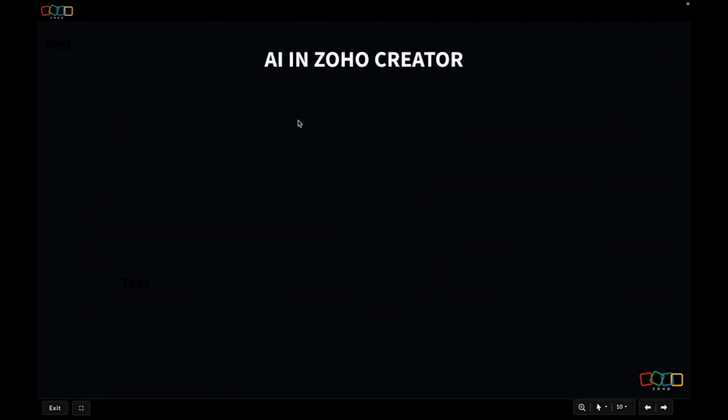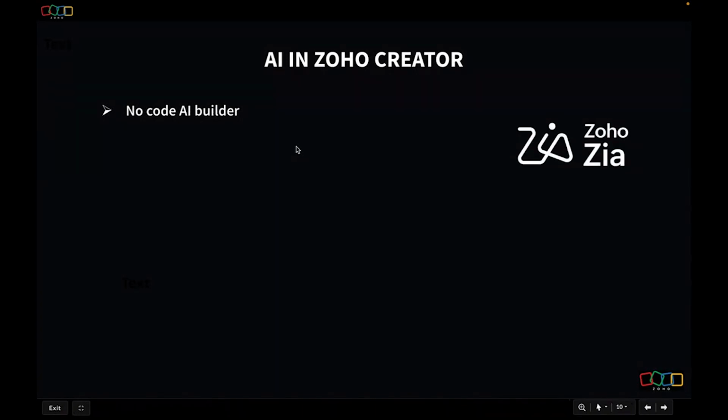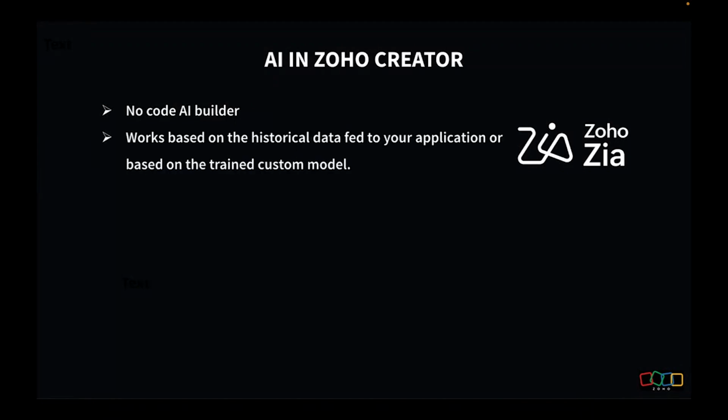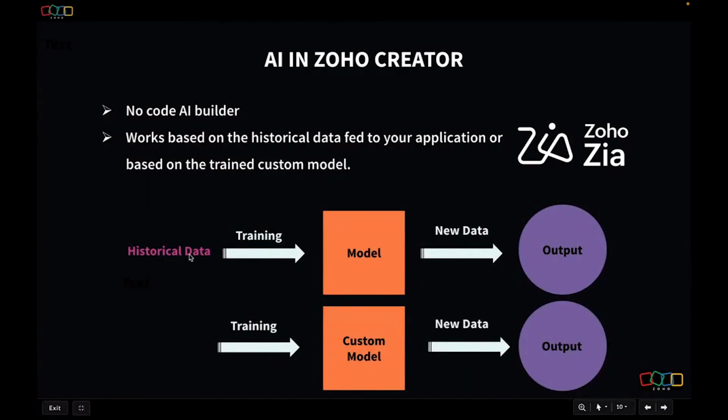Now let's see how AI is used in Zoho Creator. We can build AI in Zoho Creator without using a single piece of code. Yes, it is a no-code AI builder. AI in Zoho Creator is powered by Zia, which is the artificial intelligence tool of Zoho that works at the backend. The AI works based upon historical data, or else you may also train the AI model specifying how that should work. You may refer to the flow here.